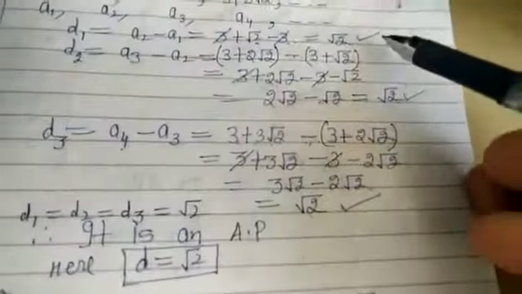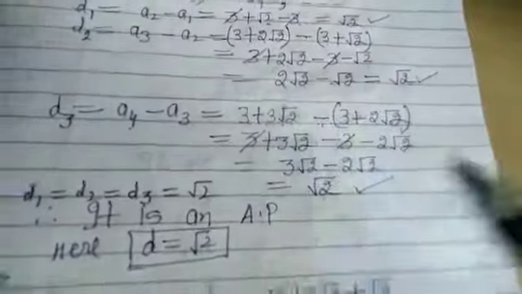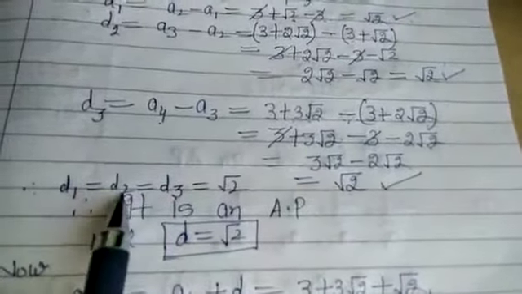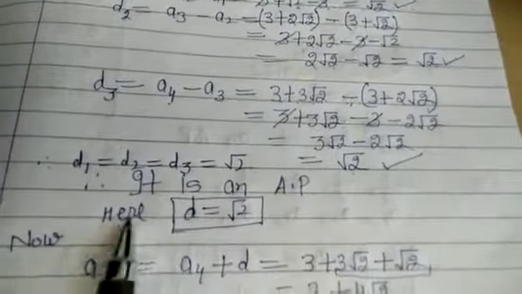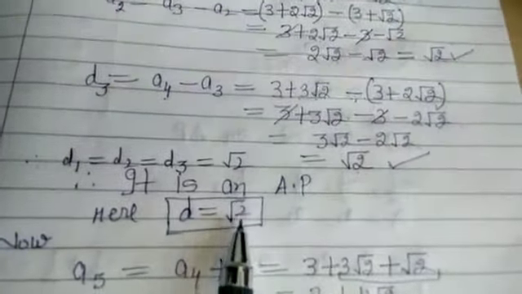So every time you see the difference is under root 2, under root 2, under root 2, every difference is the same. So D1 is equal to D2 is equal to D3 is equal to root 2. Therefore it is an AP. So if it is an AP, the common difference is coming under root 2 here.